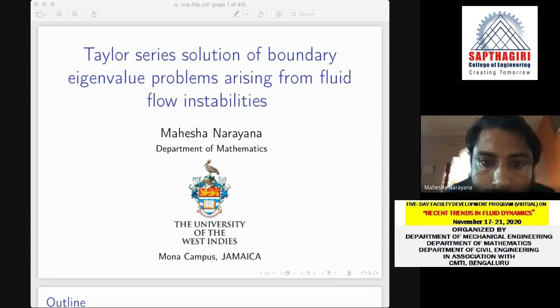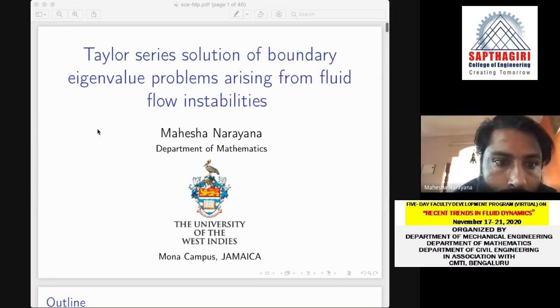The essence of Taylor series, I'll try to explain with the help of a transform technique, which people have named the differential transform. Basically, it's a Taylor series solution, so it's the other name we can give to this method. So the Taylor series method or the differential transform method can be easily adopted to solve boundary eigenvalue problems. That's the title of today's talk.